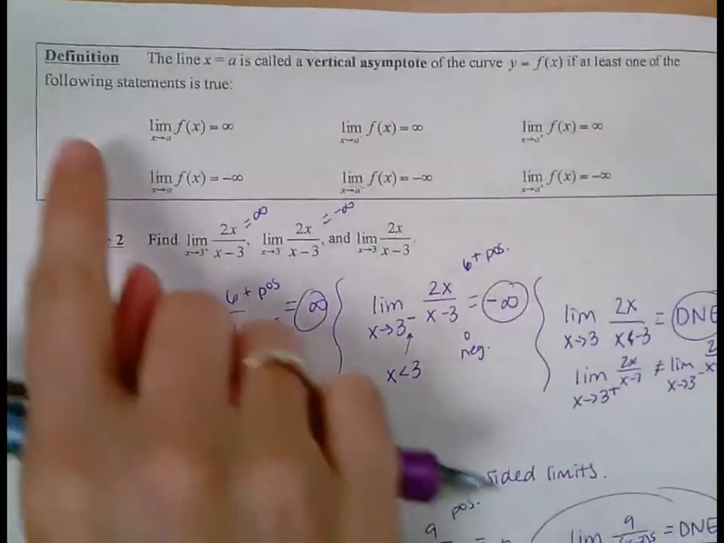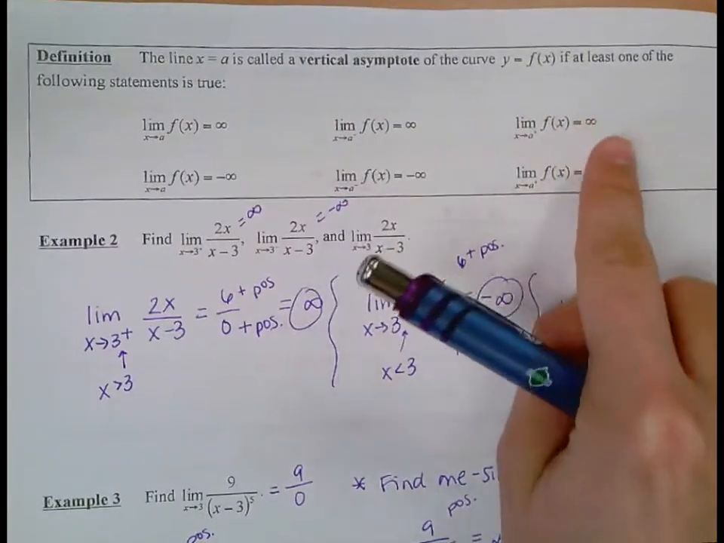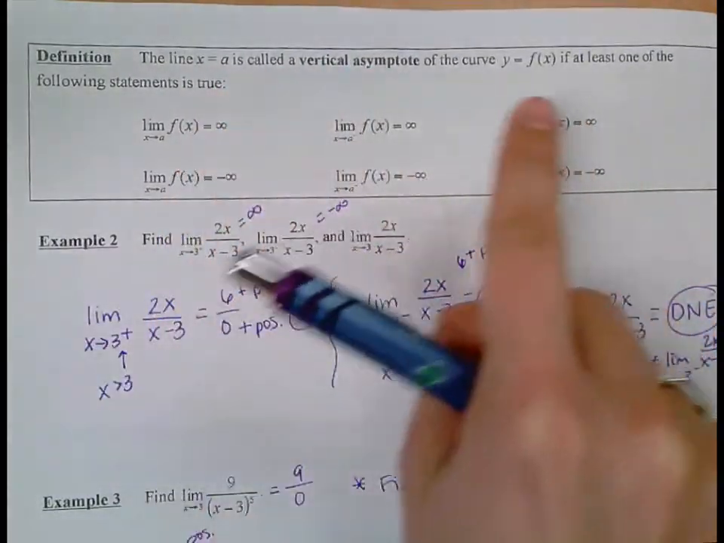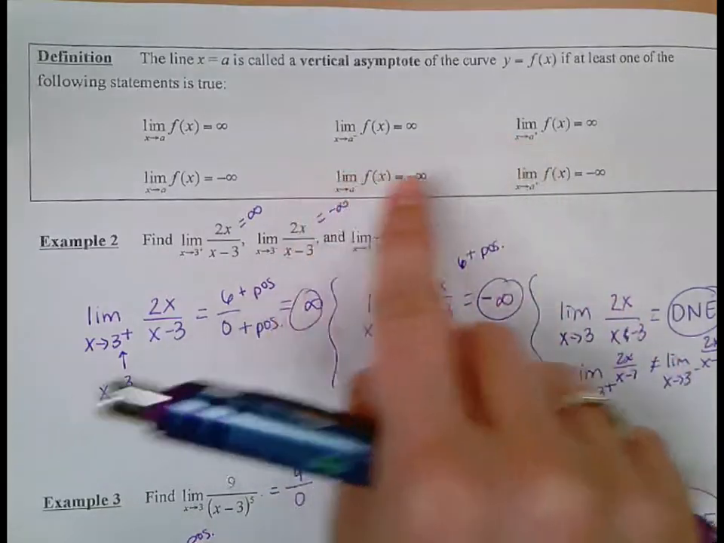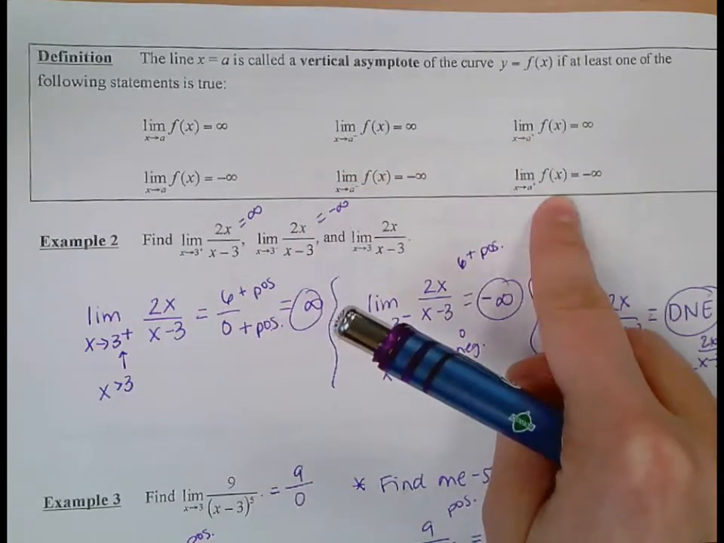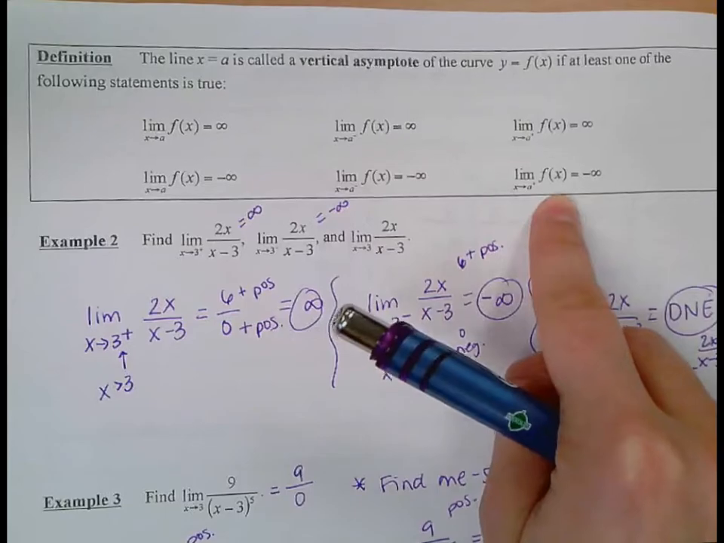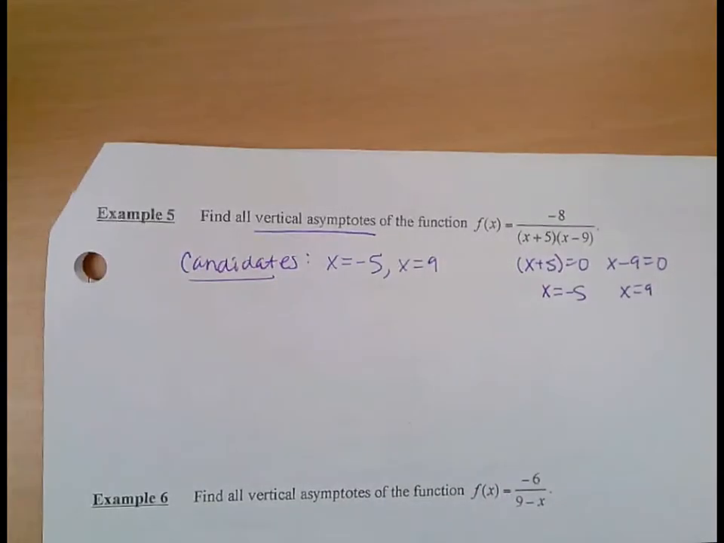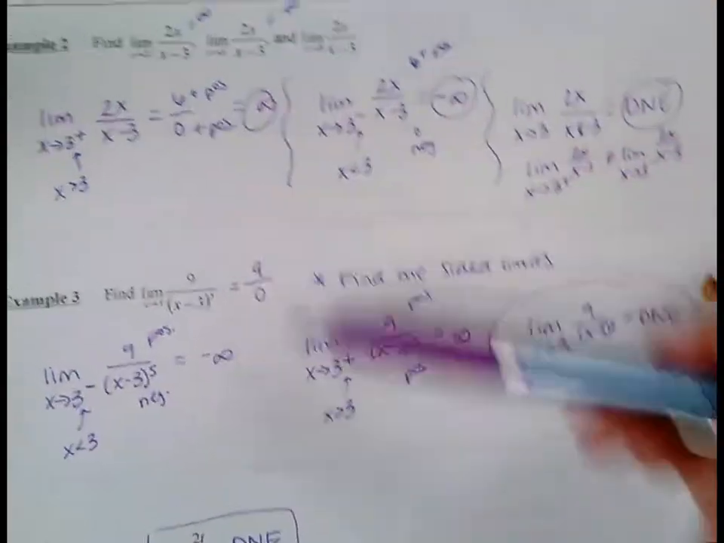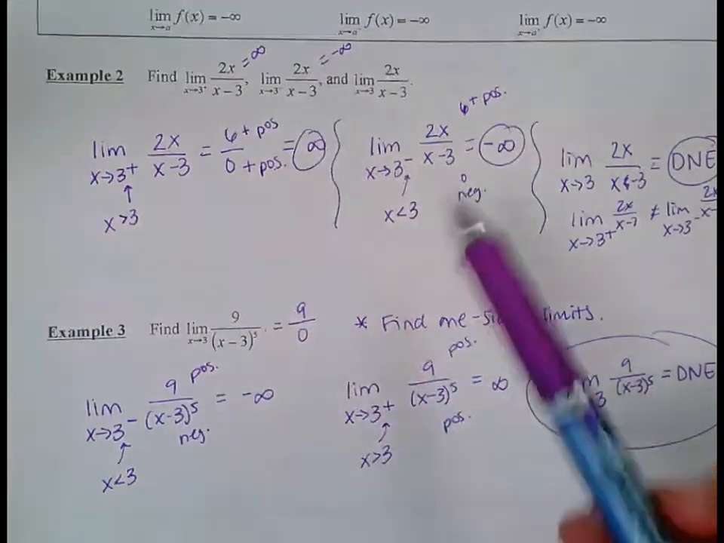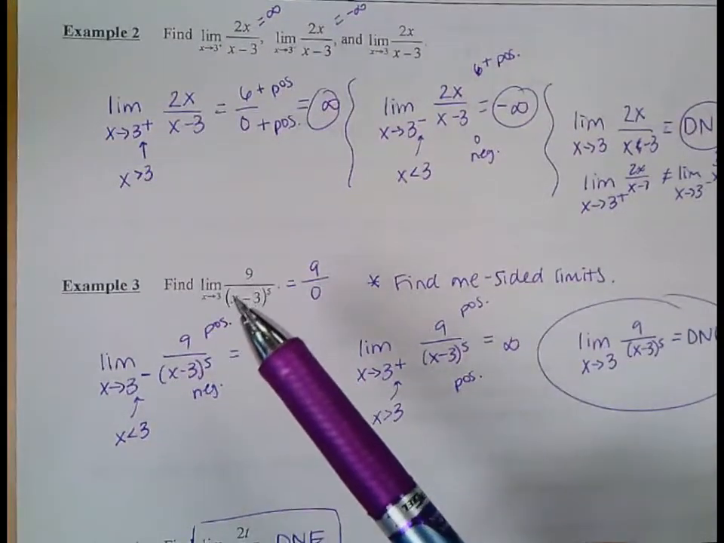Thinking back to this definition, all you have to show is that from one side, as x approaches those numbers, the limit is either positive or negative infinity. That's all you have to show to prove that it's an asymptote. And I say from one side because, as we just saw in these 3 examples, you're finding the one-sided limits anyway to find the overall limit.